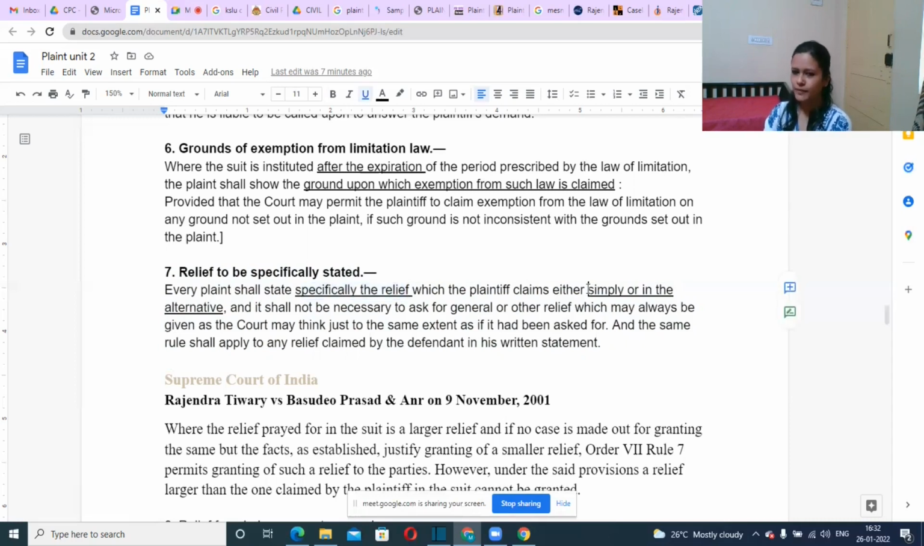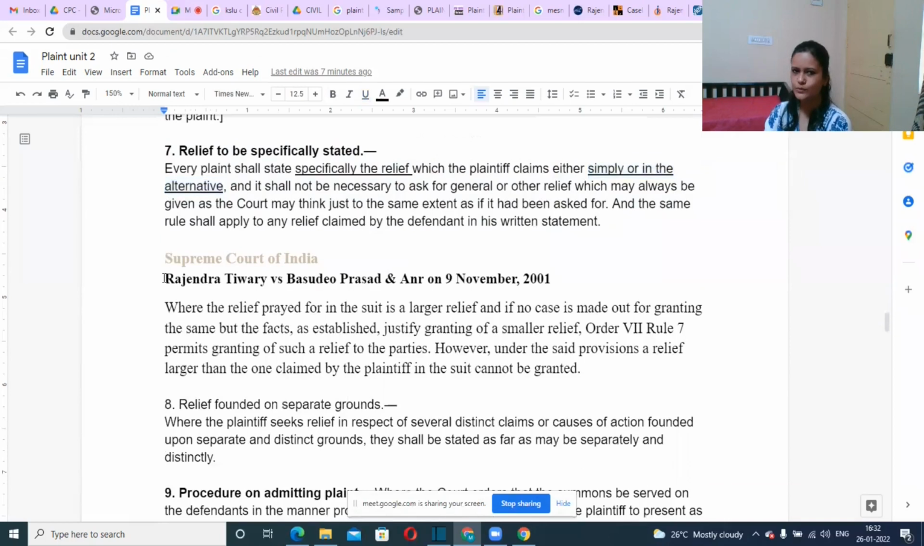Specifically, relief has to be mentioned, whether simply or in the alternative, that should be mentioned. And the same rule shall be applied by the defendant as well. So this was one case actually, Rajendra Tiwari versus Basudev Prasad, 2001, this case was decided. This was, I think, some 1990 something case only.